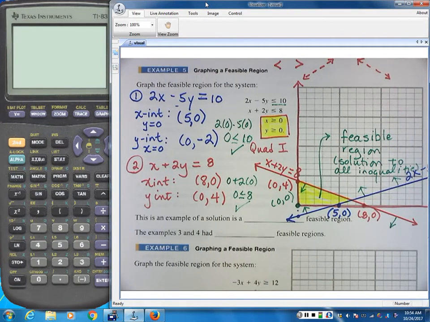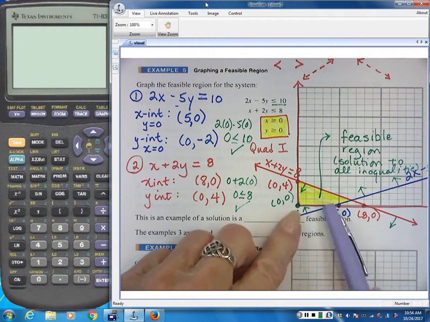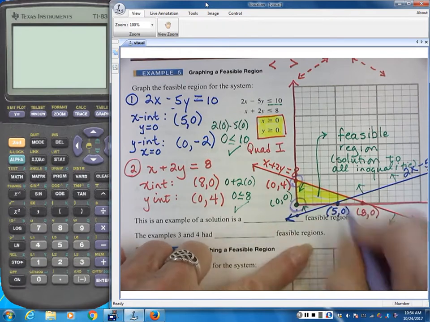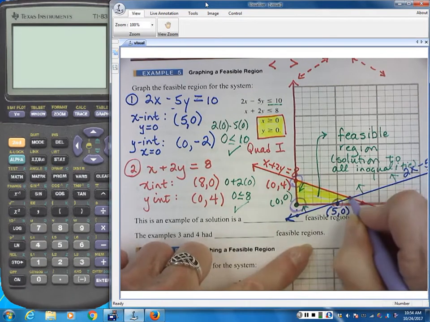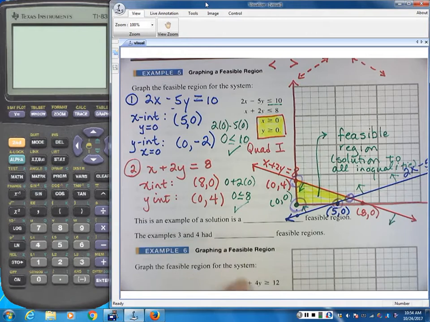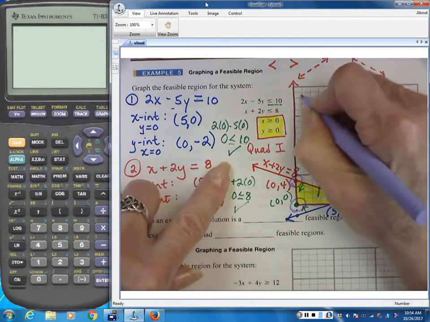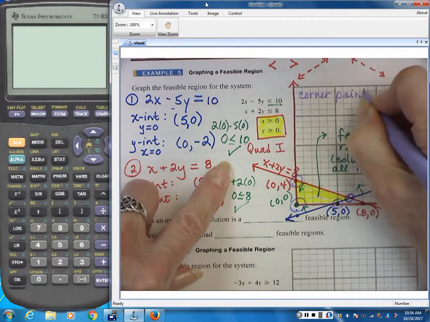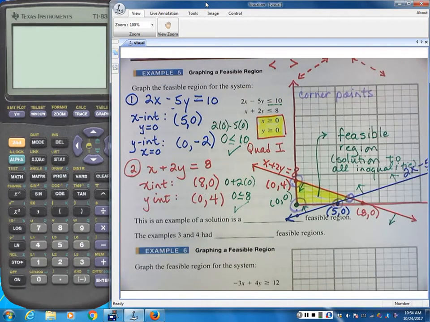Now we're going to go ahead and get into some terminology ahead of doing some of the other stuff that we're going to do in the next chapter. So let me go ahead and try to get some terminology going here. This is the feasible region. This point, this point, this point, and that point are the corner points. They're called the corner points of the feasible region.